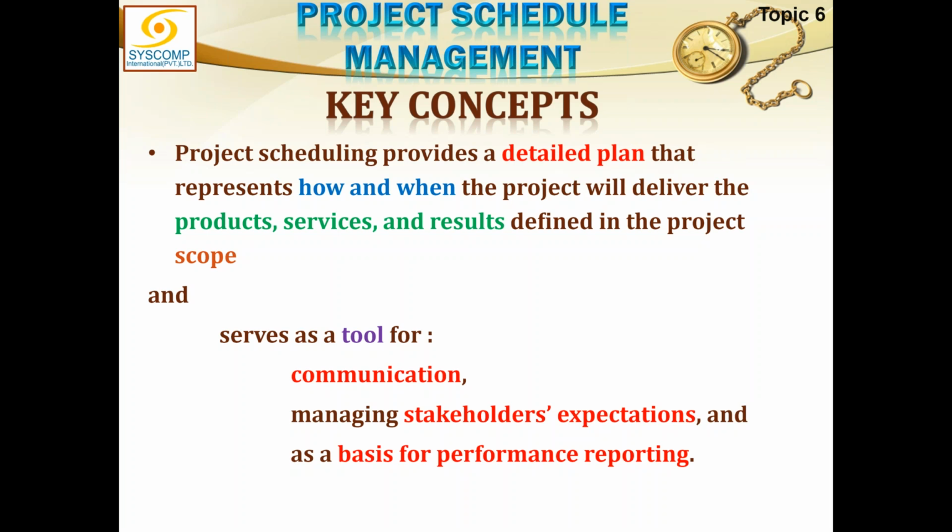So what actions we will be taking, when that action will start, and what will be the next action, and then the next action. All the effort is directed towards delivering the product, service, and result as per the project scope, and it serves as a tool, because this now is a complete plan displayed in the form of a Gantt chart. So this can be communicated to all concerned stakeholders.